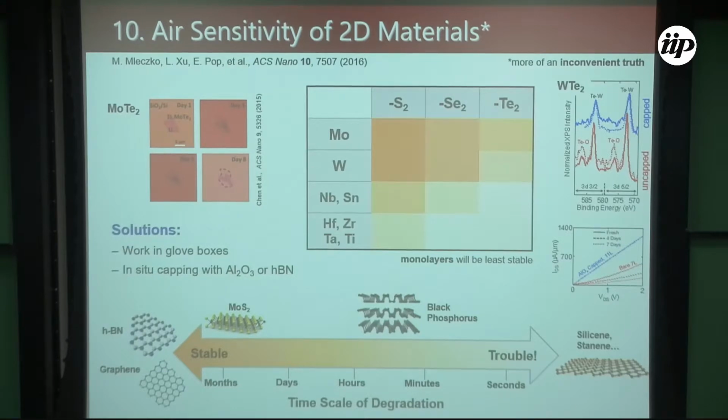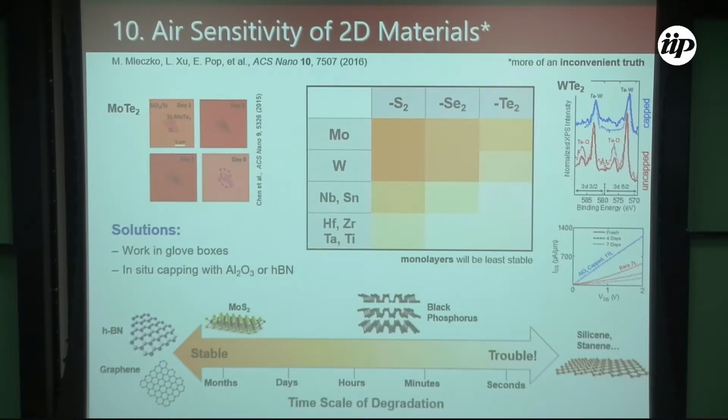This is something I became aware of when my student Michael Mletzko, former student because now he works at Intel, started working on the tellurides. Notice that my earlier question was about tellurium vacancies, because tellurides are a nightmare. So Michael read what was available in the literature. This was 2015. Somebody showed, hey, look, if you leave molybdenum telluride in air, it disappears. It doesn't disappear right away, but it disappears over about a week.